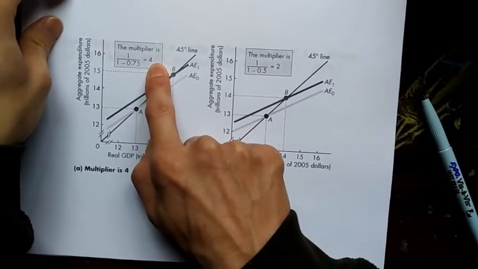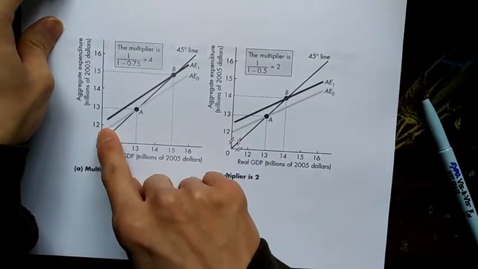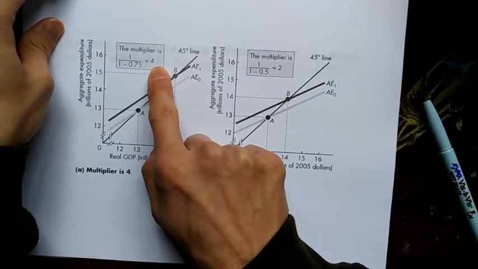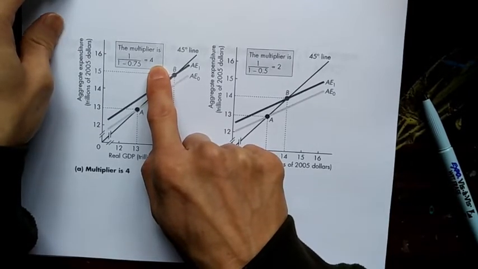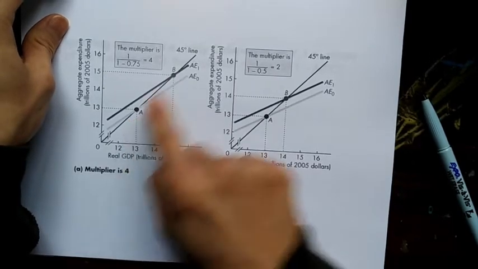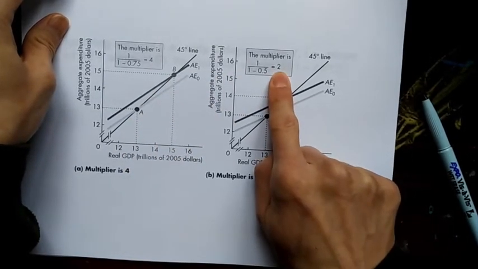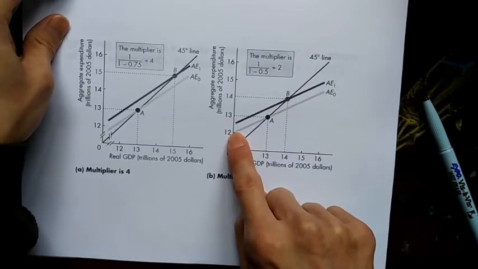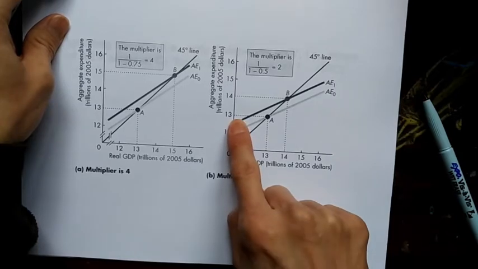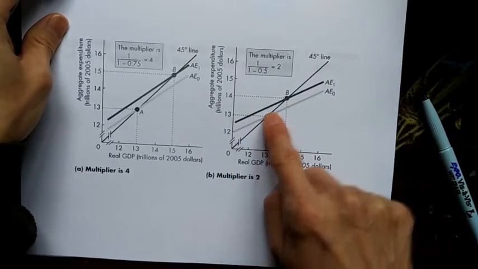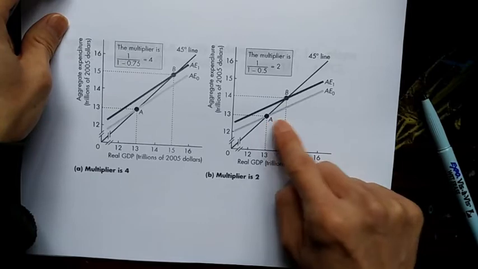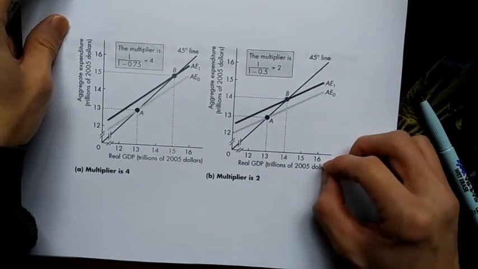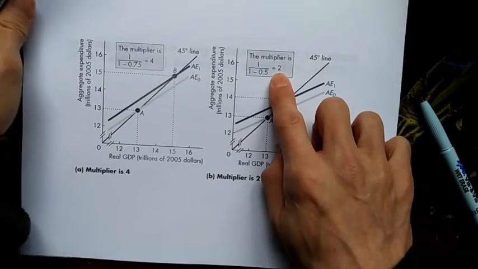That is, if I increase the autonomous government expenditure by 1, my equilibrium expenditure is going to increase by 4 in this country. In this country, the multiplier is 2. That is, if this country increases the government expenditure by exactly the same, 1, then it will only increase equilibrium income, equilibrium expenditure, by 2, because the multiplier is smaller.